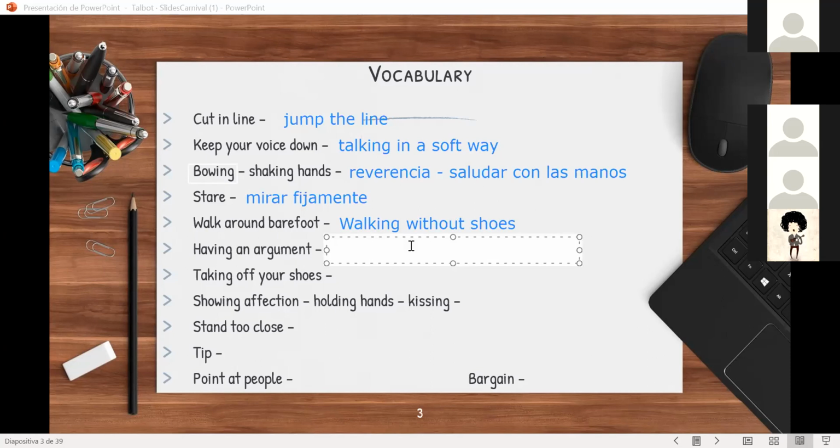But they also can use a kind of sandalias or como pantuflas, some slippers inside the house. Yeah, they use slippers inside the house. Okay, so let's see. Having an argument. Who knows the meaning of having an argument? What does it mean?